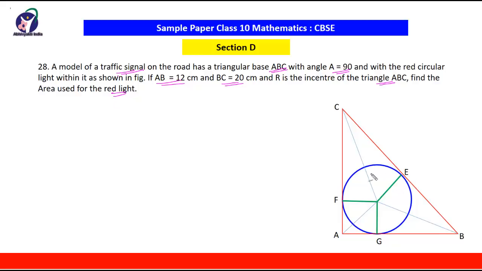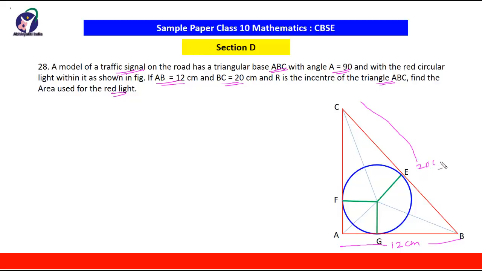Now here this circle is the area of the red light. So we have to find the area of this circle. It means we will require the radius. So first we will have to find the radius and then we will be able to find the area of this circular portion. Here it is given that AB is equal to 12 centimeter and this BC is given as 20 centimeter.